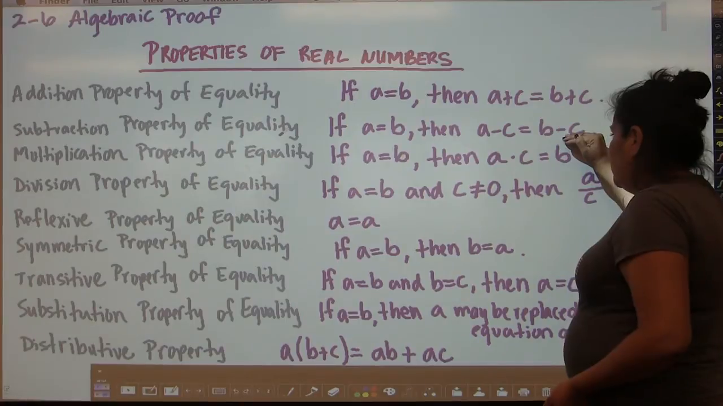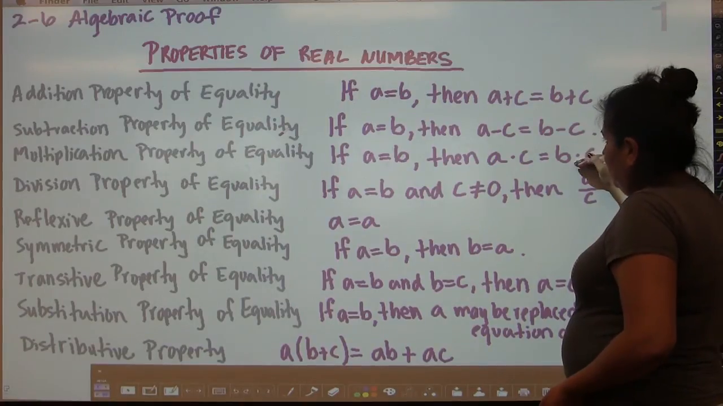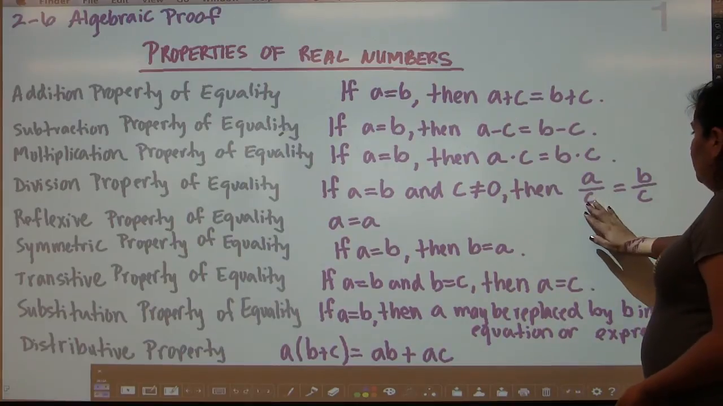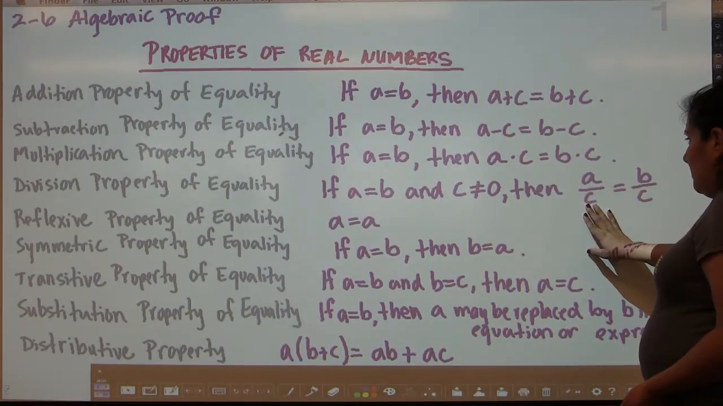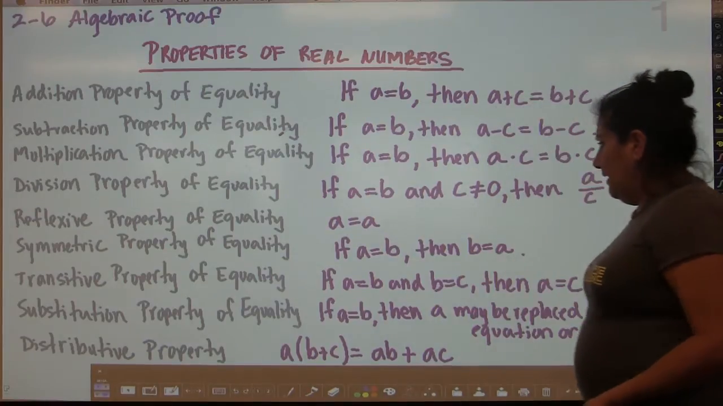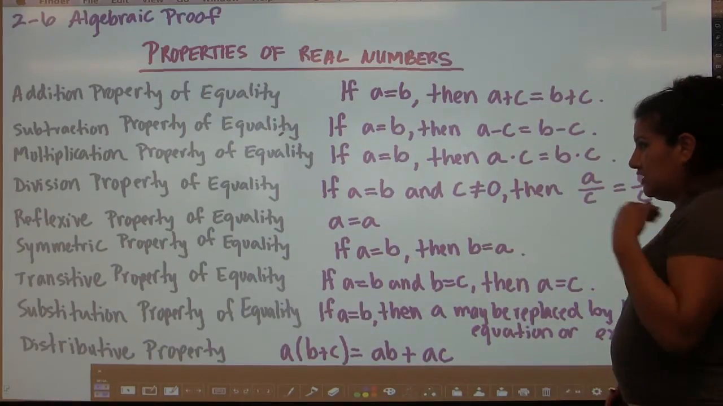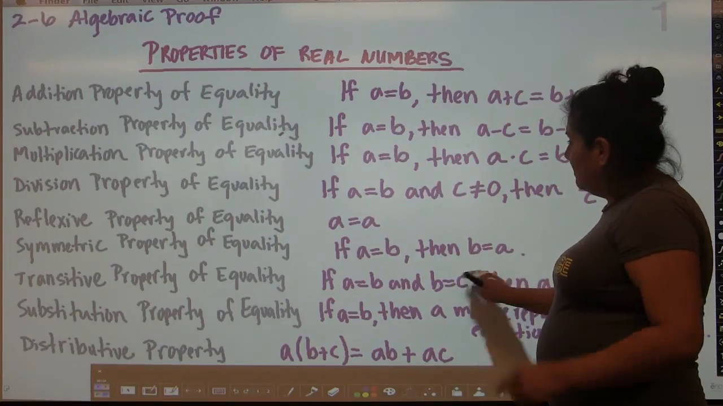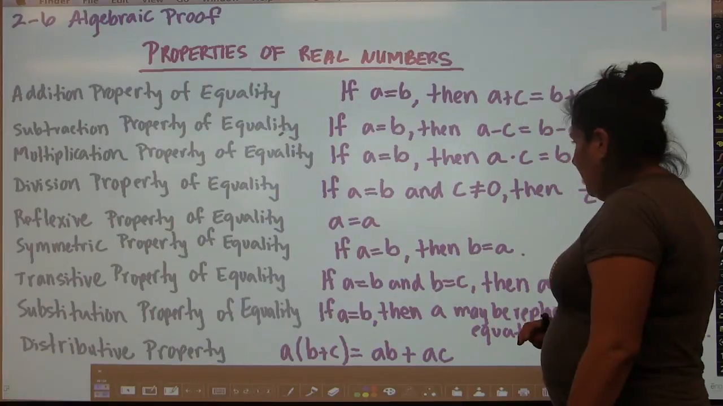Subtract the same number from both sides, they're still equivalent. Multiply the same number to both sides, still equivalent. Divide both sides by the same non-zero number, and it'll still be equivalent. Reflexive property is that A is equal to A. It's kind of like when you look at yourself in the mirror, you see yourself. Symmetric means that you can reverse them. So if A equals B, then B equals A.